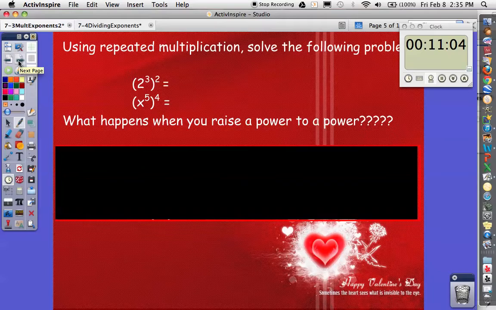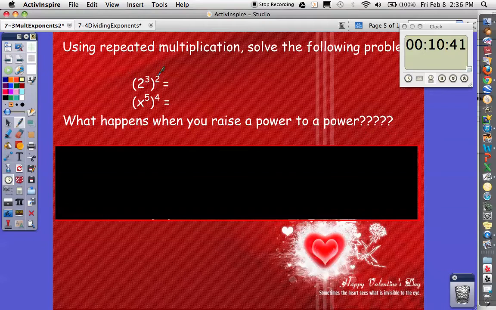Back to that idea of repeated multiplication, okay? How would we rewrite this to expand it out? And let's see if we notice another rule. Notice that this is different than what we started with in the last one. The last one we had the same base being multiplied by another base that was the same. Here we have a power that's inside another power.